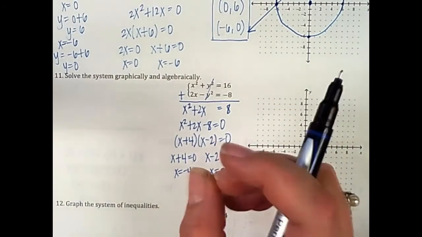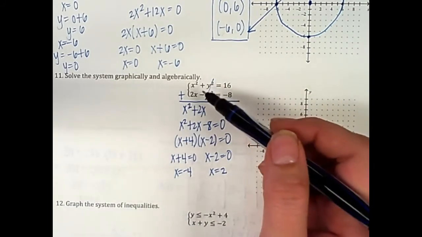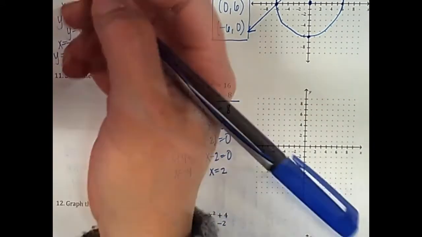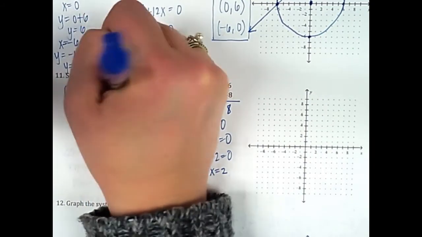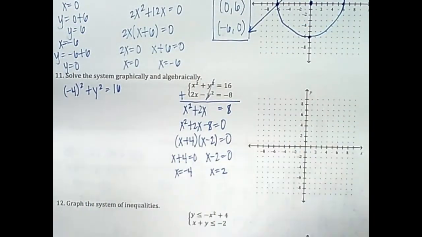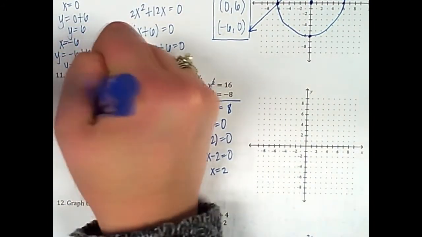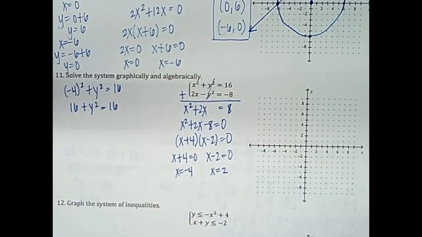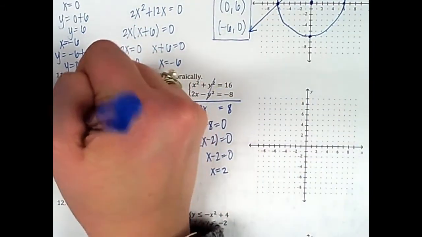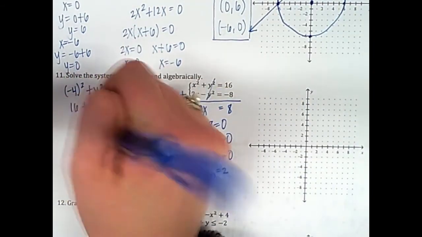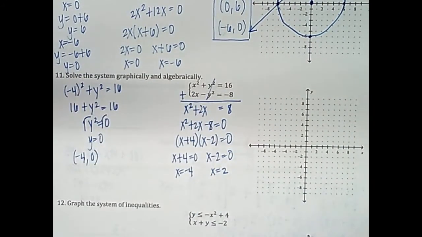So I have a few things that I can do. I can plug it into either one. I'm actually going to plug it into the top one. It seems a little bit easier. So negative 4 squared plus y squared equals 16. First starting off with x is equal to negative 4, so 16 plus y squared equals 16. Subtract 16 from both sides, and I get y squared equals 0. So we square root, and of course y is 0. So we get negative 4 for my x, and y is 0.